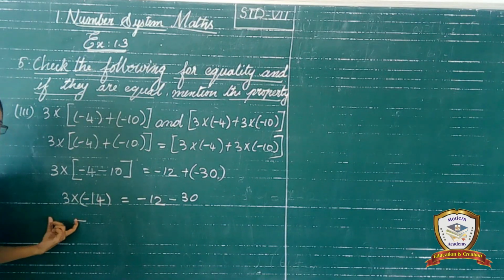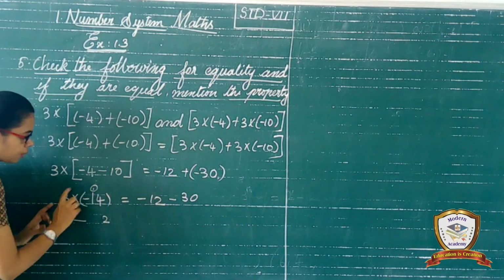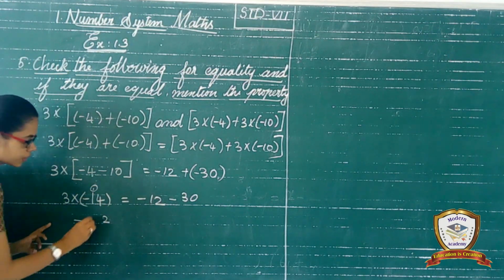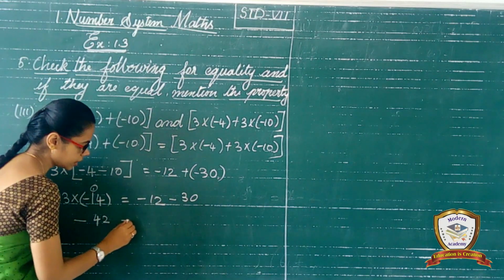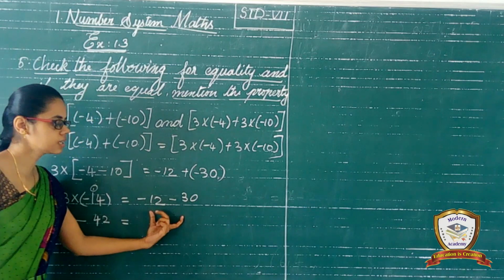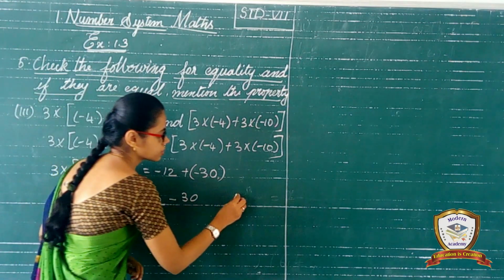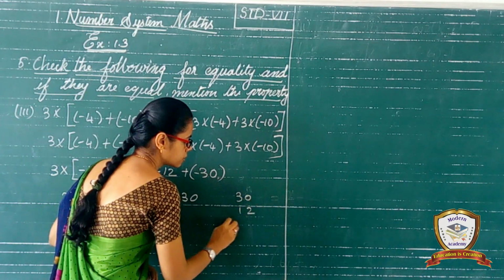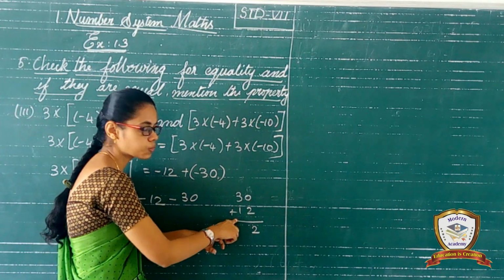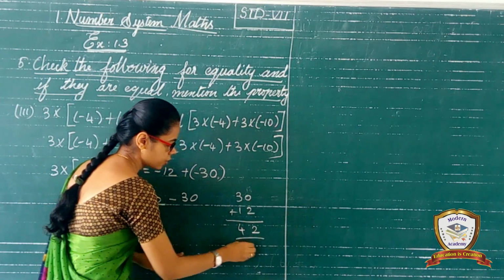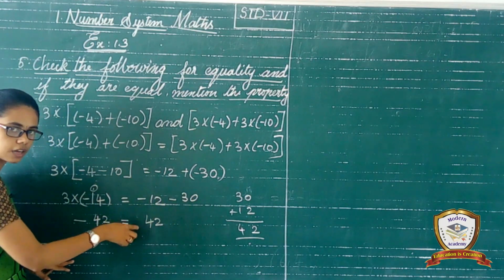So 3 into 14. So 3 4s are 12, remaining 1. 1 3 is 3. 3 plus 1, 4. So the answer is minus 42, equal to. And this one, see both are same sign. Same sign means we need to add the number, right? So 30 plus 12. 0 plus 2, the answer is 42 and mention the sign in our answer.